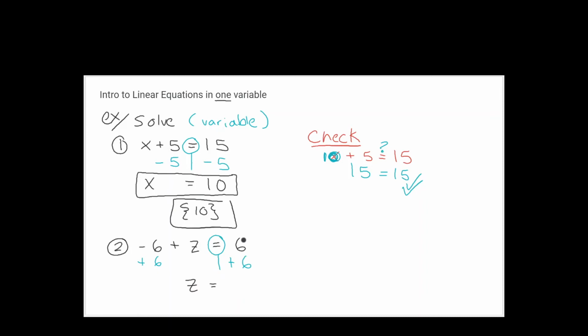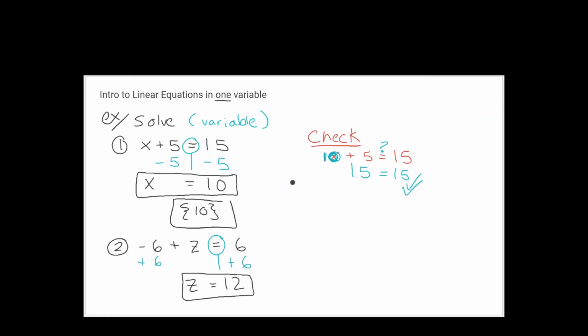And then on the other side, we got a 6 plus 6, which is 12. And then you just mentally check -6 plus 12. Well, -6 plus 12 is the same thing as 12 minus 6. And sure enough, that is 6.